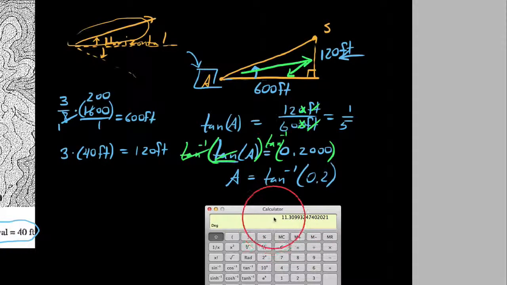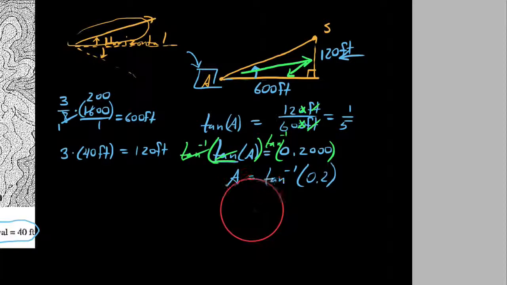Now I want you to keep in mind, our original figures went out to the nearest whole number. It's not a bad idea to go one extra place value, so we'll go about 11.3 degrees. That's what we'd find. We say A, this angle, is approximately 11.3 degrees.